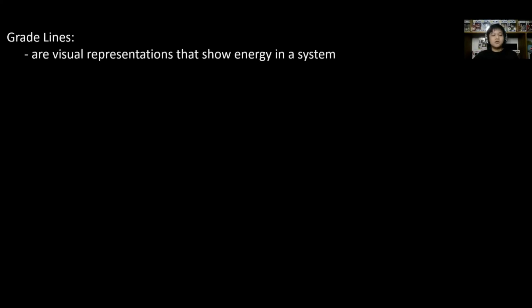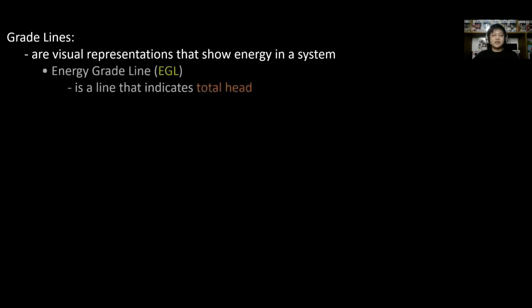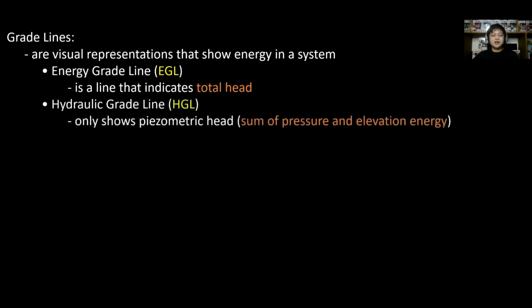So let us now consider the visual representations of energy, the grid lines. First is EGL, or energy grid line. It is a line that indicates the total energy head. Again, total energy, the combined velocity, pressure, and elevation heads. The second is HGL, or hydraulic grid line. It only shows piezometric head, the sum of pressure and elevation head. Again, for HGL, we will consider only pressure and elevation head. The velocity head is not included.